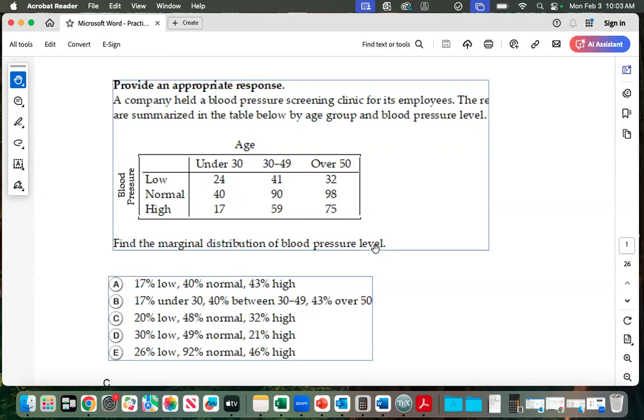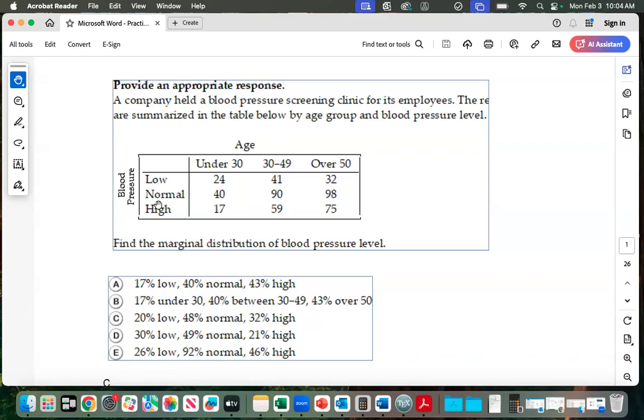So here we can see that we have two variables. The variables are age and then blood pressure. Can we see that? It's age and then blood pressure. And we are asked to find the marginal distribution of blood pressure level. So you can see that blood pressure is here, and then age variables are the rows. So with blood pressure, we have low, normal, and then high. Can we see that?